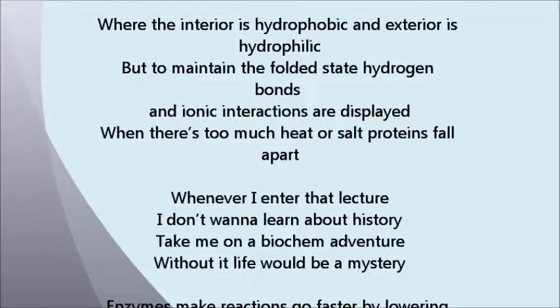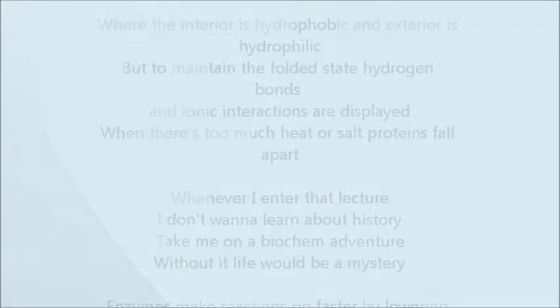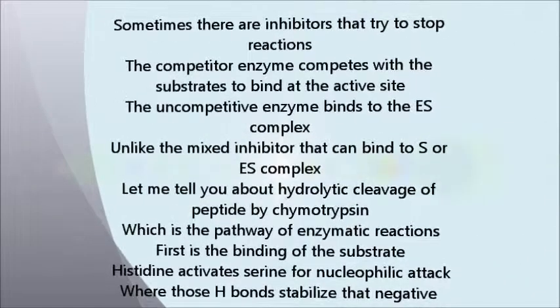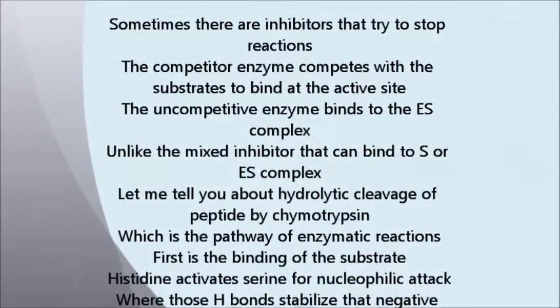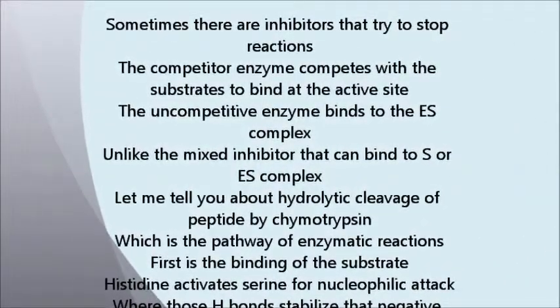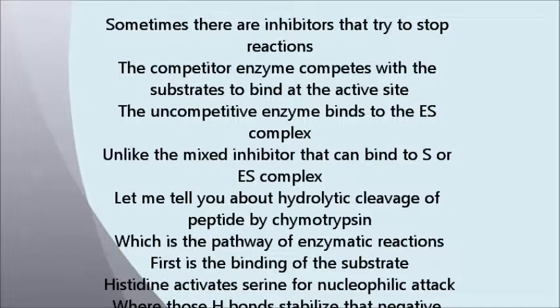Enzymes make reactions go faster by lowering that activation energy. Sometimes there are inhibitors that try to stop reactions. The competitive inhibitor competes with the substrates to bind at the active site. The uncompetitive inhibitor binds to the ES complex, unlike the mixed inhibitor that can bind to S or ES complex.